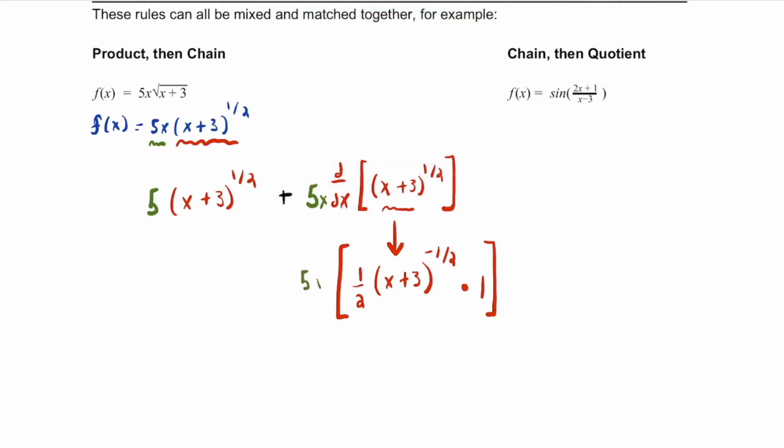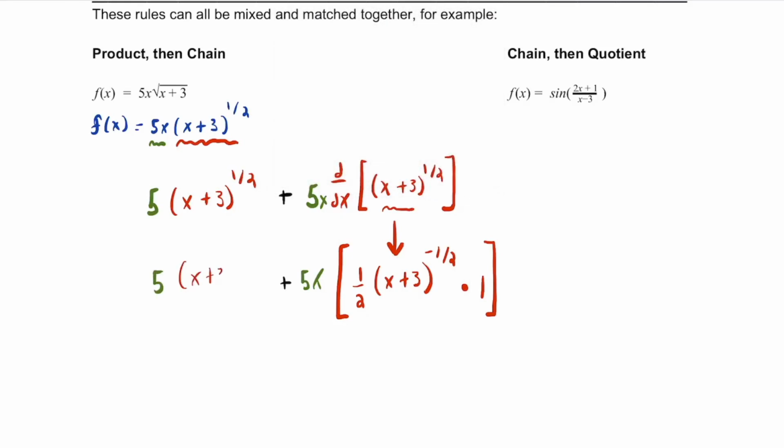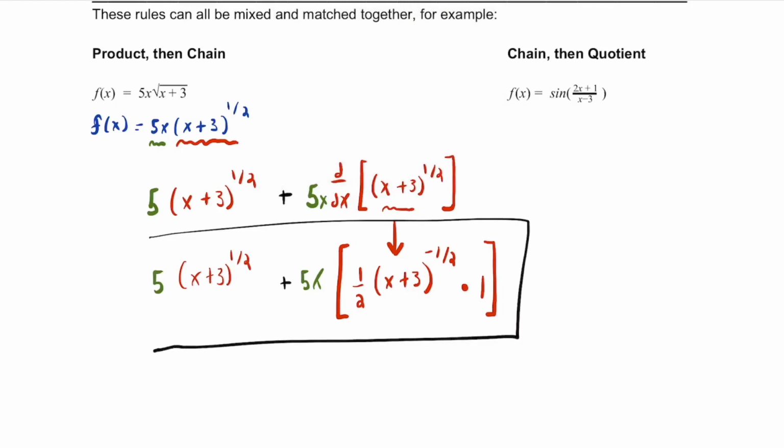And so if we put this all together, what we would have is 5 times the quantity x plus 3 to the 1/2 plus 5x times 1/2 x plus 3 to the negative 1/2. AP free response question, you are done. There's no need to simplify anymore. You can be totally done. Let's do one more just quick review before we move on to tables and graphs.